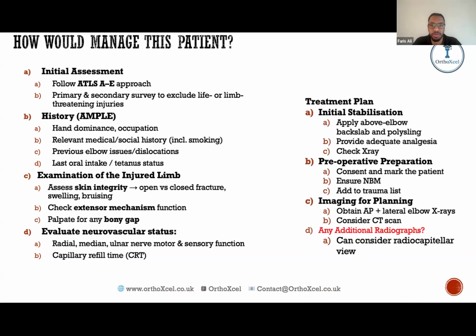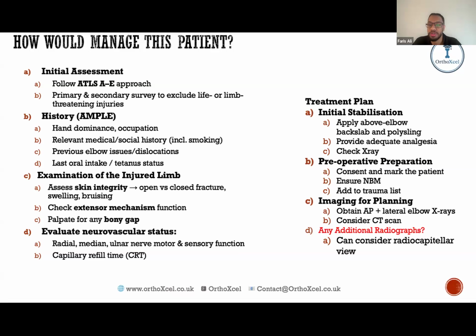And then you move on to the treatment plan. What do you want to do? You want to initially do stabilization. So what are you going to do in A&E? Make sure you give analgesia, apply an above-elbow backslab, polysling, and check X-rays. And then preoperative preparation would include keeping the patient nil by mouth, adding to the trauma list, consent and mark the patient, and discuss him in the morning trauma meeting.